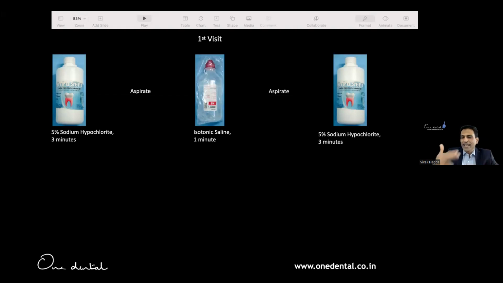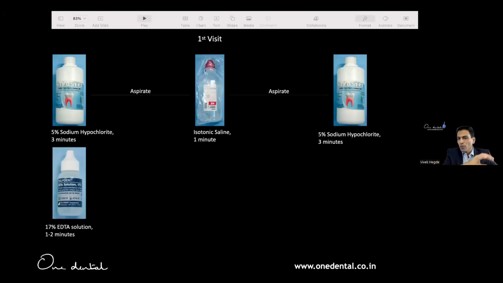I do this cycle at least 3 minutes with some activation sometimes. All the time, you don't need to activate. At least 1 to 2 minutes, activate it. Keep the hypochlorite. Once this much is done, put hypochlorite for 1 to 2 minutes, put the EDTA for 1 to 2 minutes. Liquid EDTA.